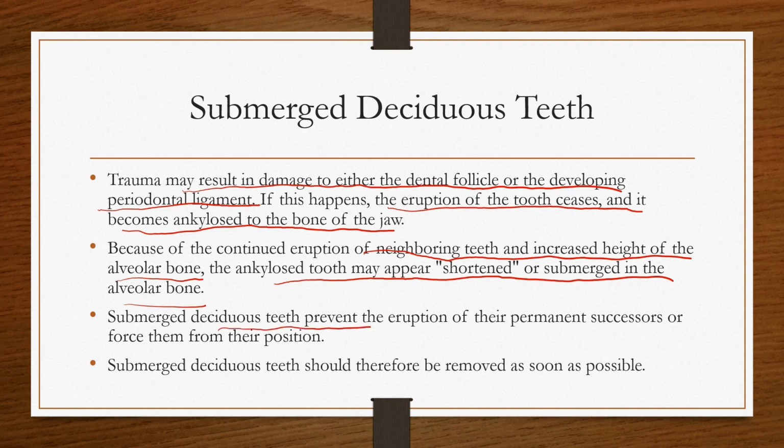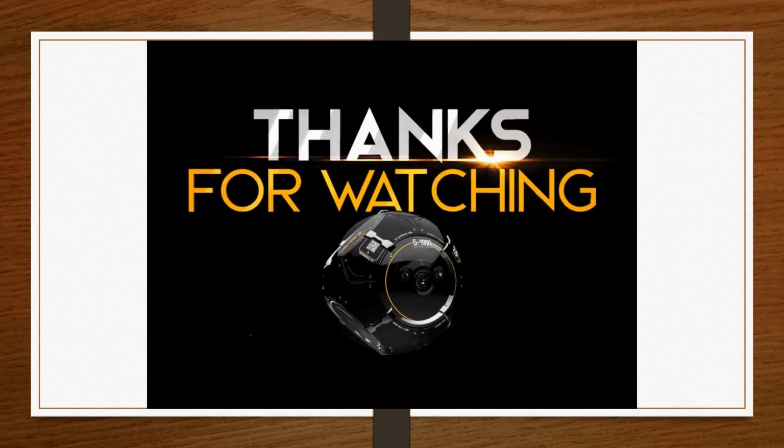Submerged deciduous teeth prevent the eruption of the permanent successors or force them from their position. They will emerge somewhere else. Submerged deciduous teeth should therefore be removed as soon as possible. So, if a child has a pain, you have to check the x-rays for a submerged deciduous tooth, because it is painful. If the permanent one is erupting beneath that, that will disrupt the eruption and it will result in very heavy pain.